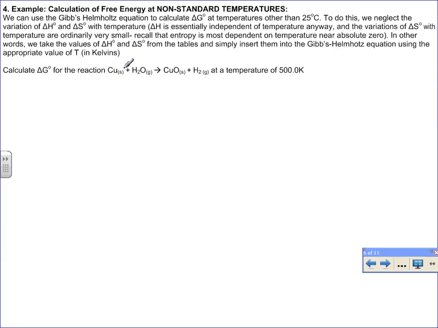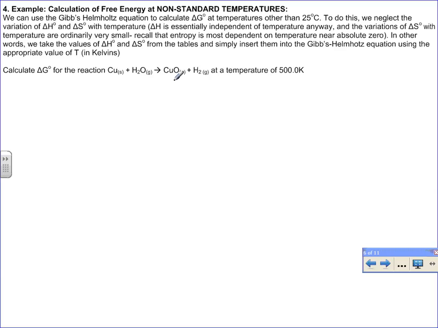of 500 kelvins. Now, we are making an assumption here, and we're neglecting or ignoring the fact that the change of delta H and the change of delta S are dependent on temperature. Okay? Delta H is pretty much independent of temperature. Delta S does undergo a change in entropy based on the temperature, but it's going to be small enough that we cannot worry about it.